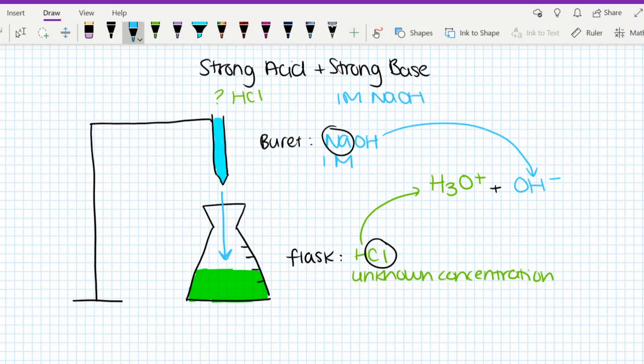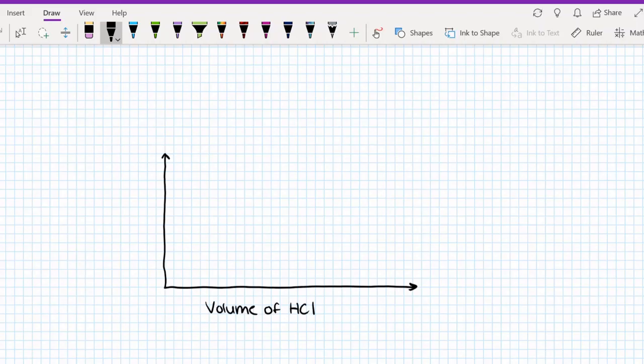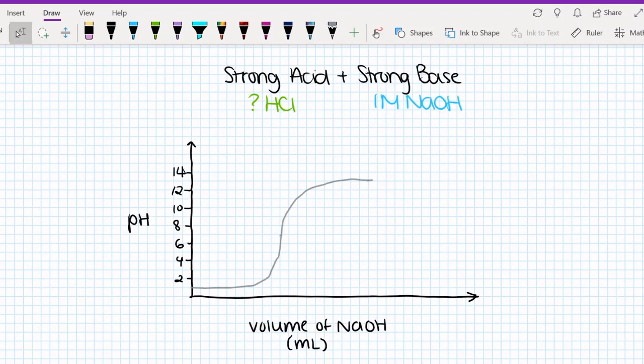Let's make a graph based off this titration. On the x-axis is the volume of titrant, sodium hydroxide, added. The y-axis measures pH. The titration curve shows how the pH changes as we add sodium hydroxide.